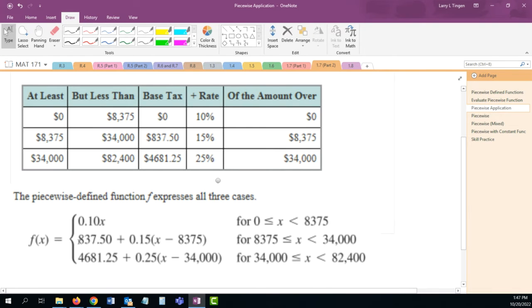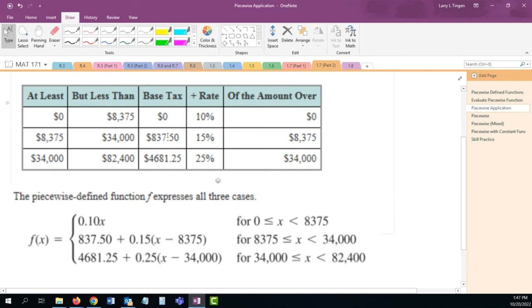But we have this addition here. What is this in this problem? That $837.50, that is your base tax. That's the taxes you paid on that first $8,375. Right? So 10% of 8,375 is $837.50. So that's what it means by base tax. The first row has no base tax because you can't be below 0.